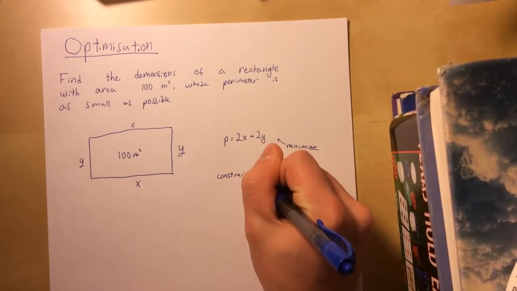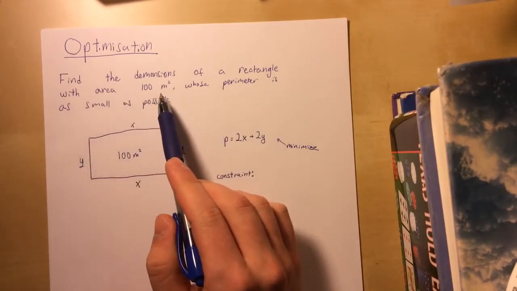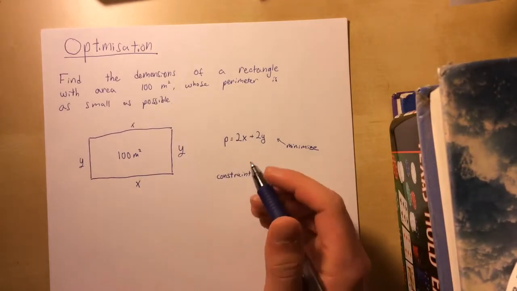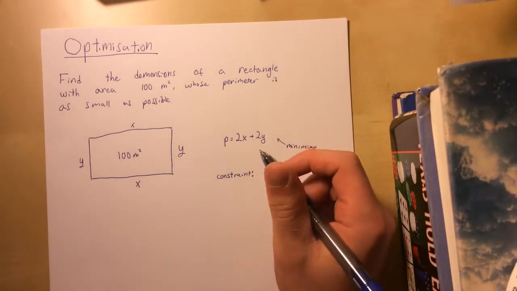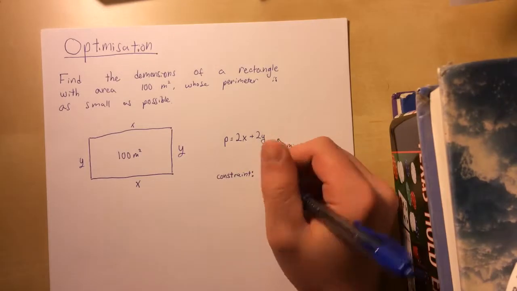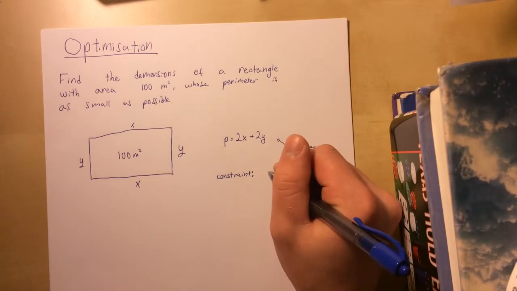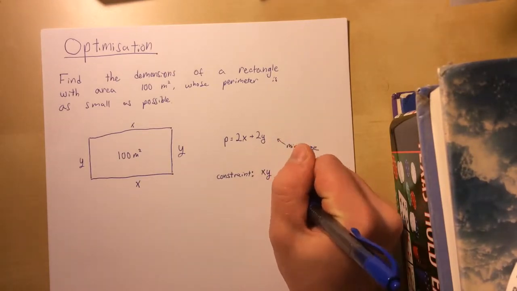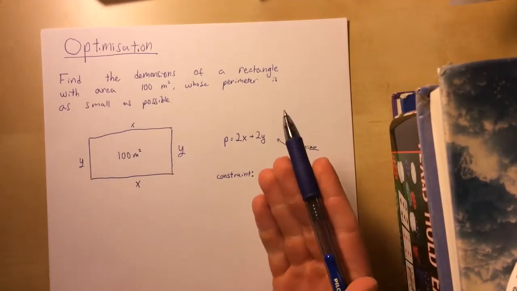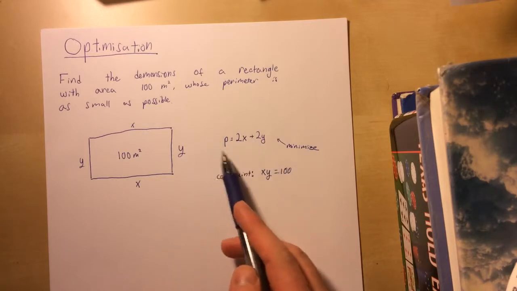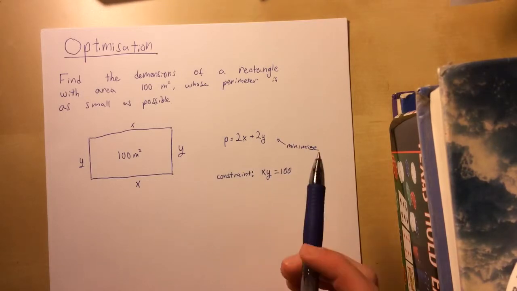And in our case, the constraint comes from this part of the problem where it says that the rectangle has an area of 100 meters squared. So that's our constraint. That has to be true no matter what we find in the problem. We have to make sure that the area is 100 meters squared. So the equation for the area of a rectangle is just x times y, length times height, and that has to equal 100. And from here, we can rewrite this perimeter equation using one variable.